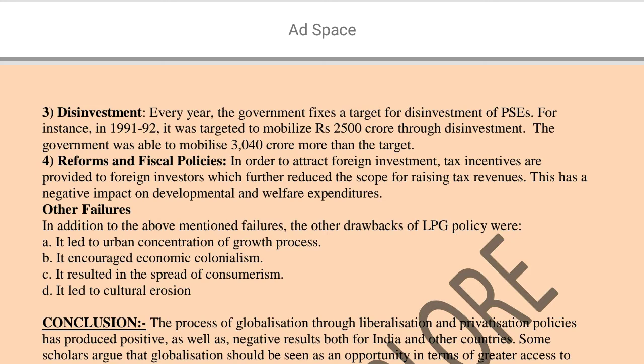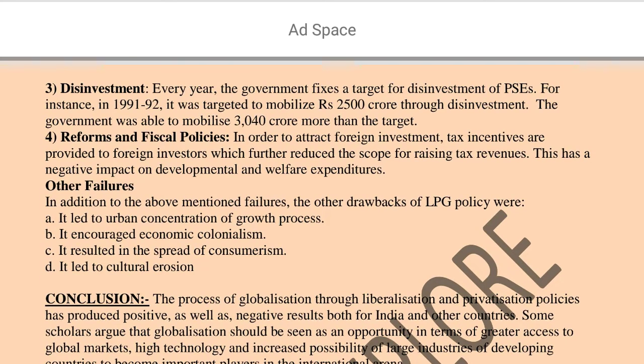Reforms and fiscal policies. In order to attract foreign investment, tax incentives are provided to foreign investors, which further reduce the scope for raising tax revenues. This has a negative impact on developmental and welfare expenditures. While India was trying to attract foreign investment, tax incentives were provided to them, but it reduced the scope for raising tax revenues. So it had a negative impact on our welfare expenditures, because providing them tax incentives would lead to less tax collection, and expenditure was already more for the government, so there was a deficit.